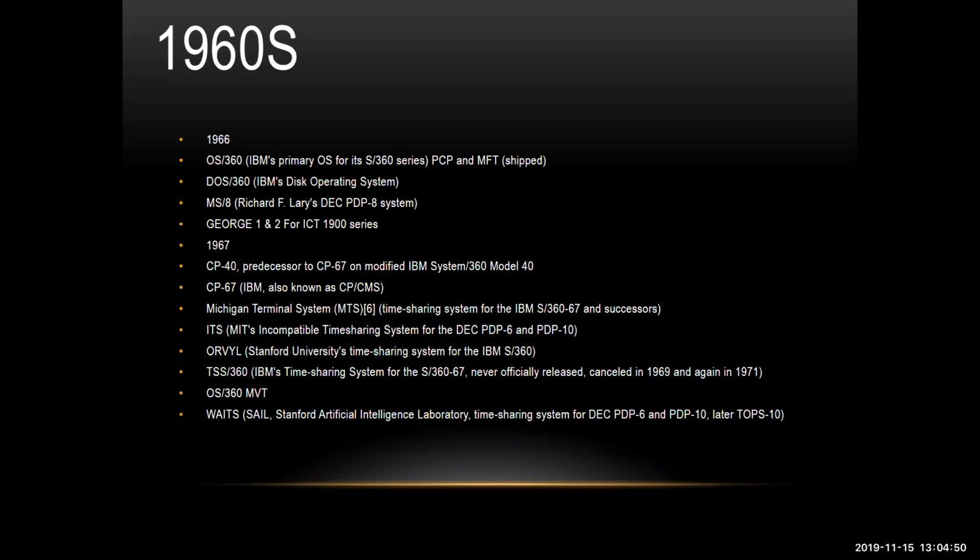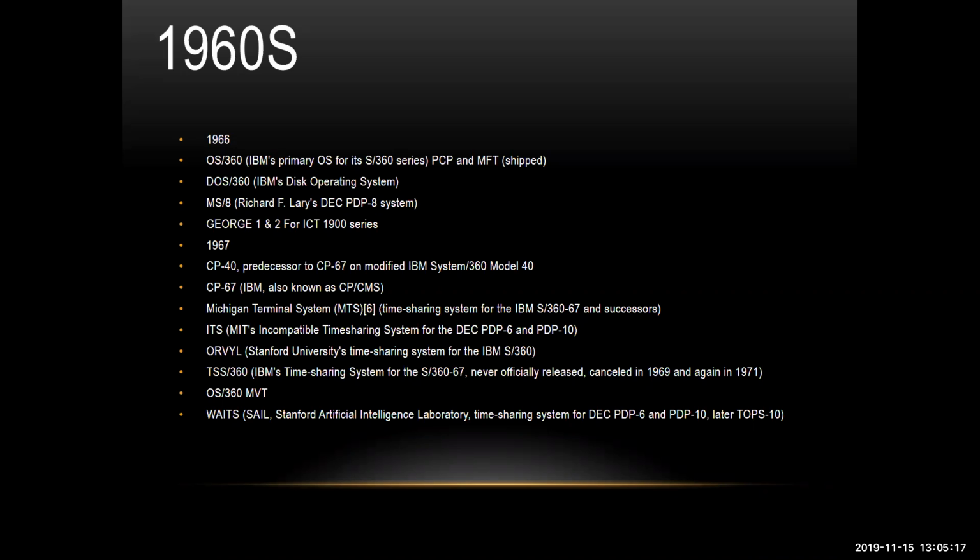It was a heavily modified variant of Digital Equipment Corporation's Monitor operating system for the PDP-6 and PDP-10 mainframe computers. It was used at the Stanford Artificial Intelligence Laboratory from the mid-1960s up until 1991.